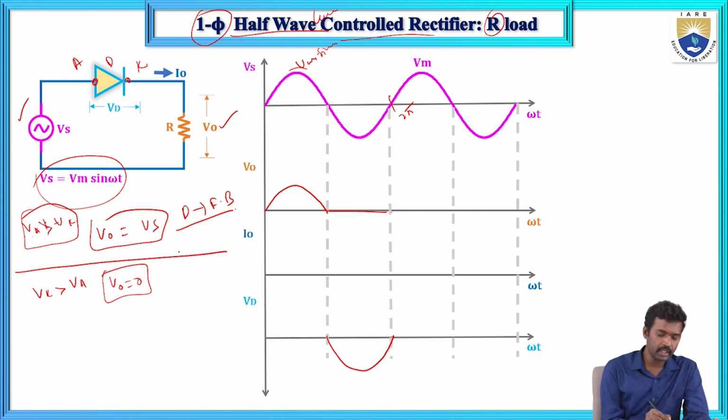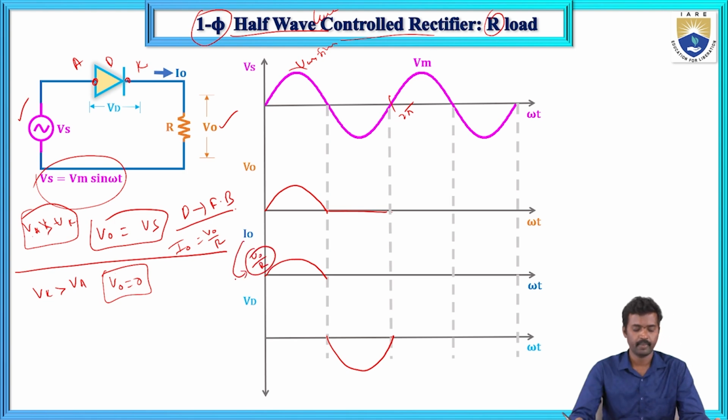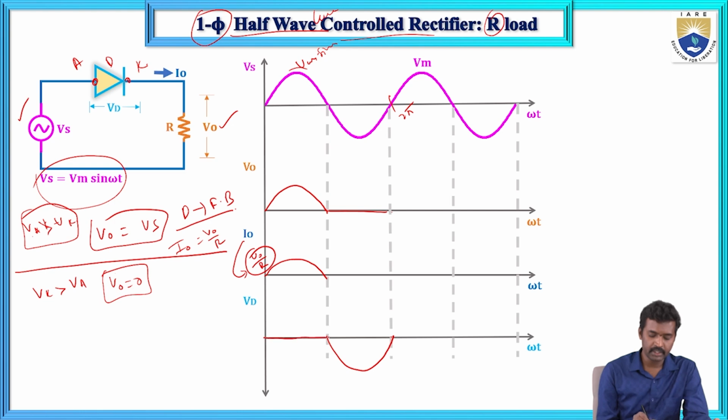Now what about the current? Current I0 equals V0 by R. It will follow the supply voltage. So this voltage is V0 by R. I0 means the diode is a short circuit during the forward bias condition. During the reverse bias condition, this is the forward bias condition, and this is the reverse bias condition.